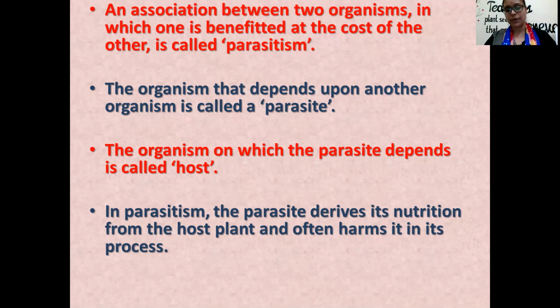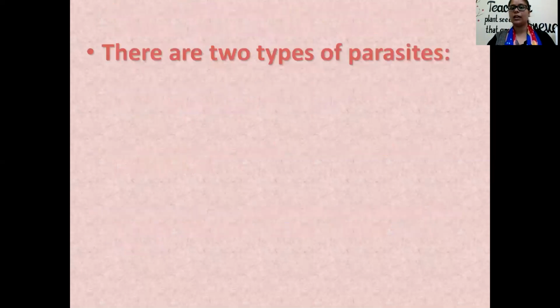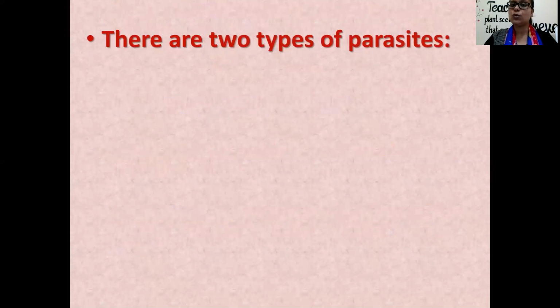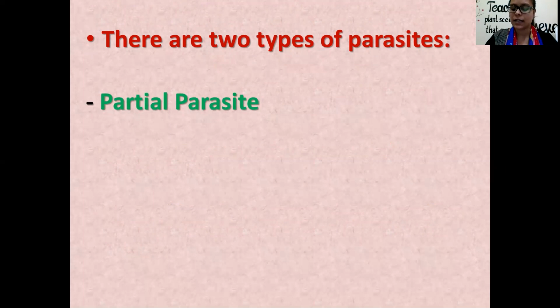Now, mostly what happens in parasitism, what do the parasites do? They derive their nutrition from the host plant. They suck their nutrition from the host plant, and in most cases they tend to harm it because they suck their nutrition from them. Now, there are two specific types of parasites. One is partial parasites, and another category is obligate parasites. So let's study what partial parasites and obligate parasites are.